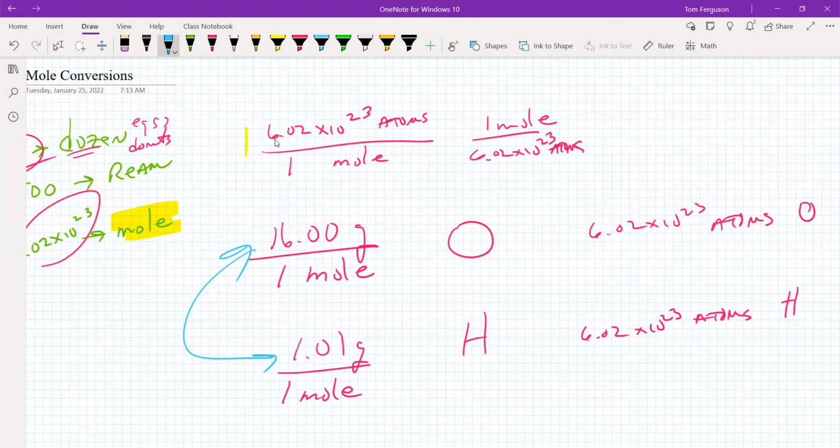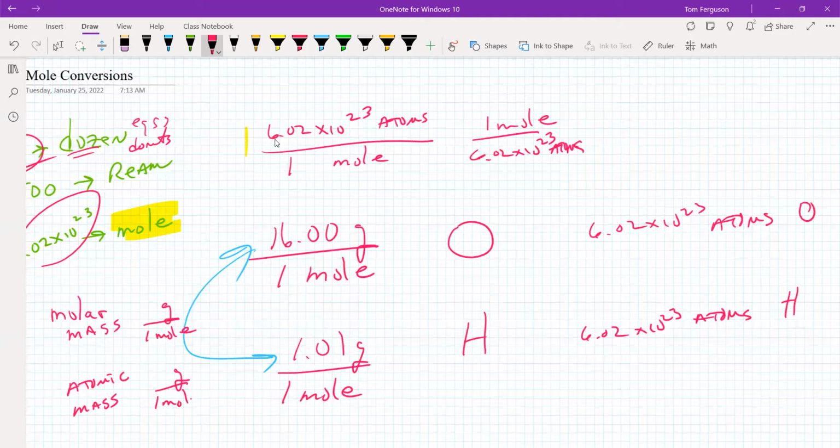And we call that molar mass. In the case of a single atom, we're talking about atomic mass. The units of molar mass and atomic mass are grams per 1 mole. This information is all found on the periodic table. It is the decimal number in the periodic table.